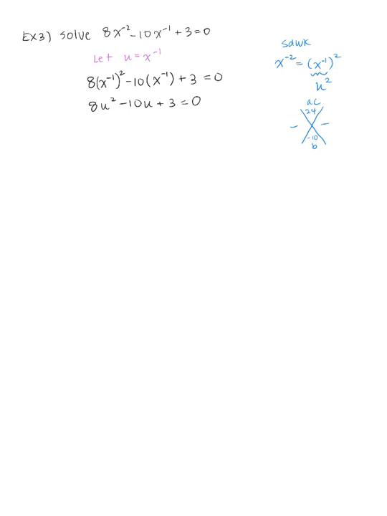All right, so let's try to come up with the numbers. How about 6 and 4? Does that work? Let's check. Does negative 6 times negative 4 give us positive 24? Yes. Negative 6 plus negative 4 gives us negative 10. Good. So let's factor 8u squared minus 10u plus 3. I'm going to rewrite this as 8u squared minus 6u minus 4u and then plus 3.